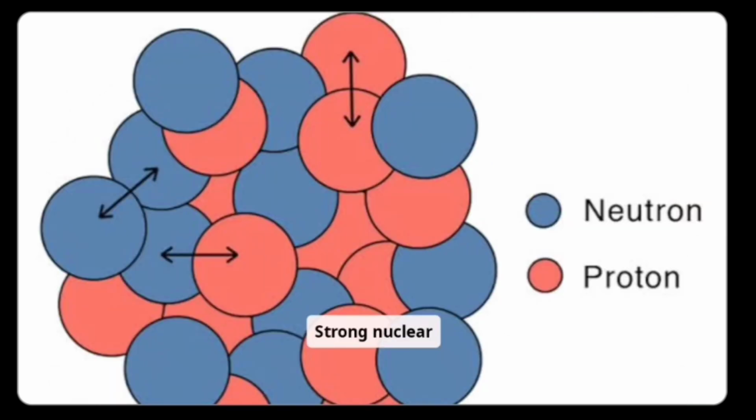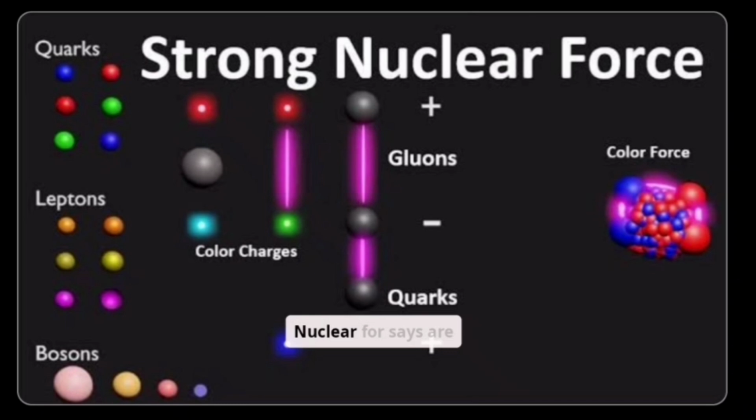Strong nuclear forces. The forces that bind the neutrons and protons together in a nucleus are called the strong nuclear force. Some of the salient features of nuclear force: Nuclear forces are the strongest forces in nature. They are 10^38 times stronger than gravitational force, 10^2 times stronger than electrostatic force, and 10^13 times stronger than weak force.